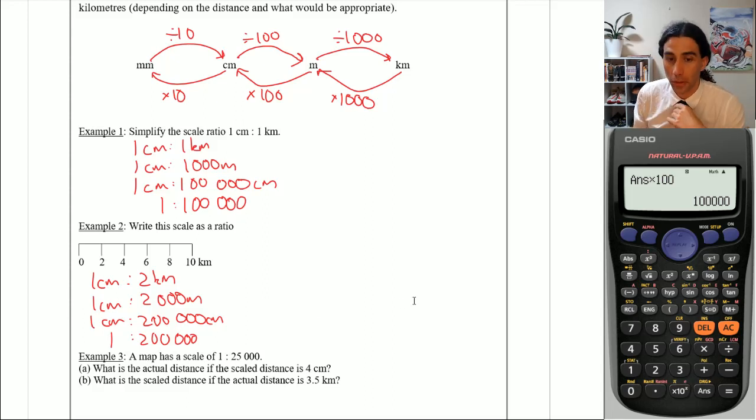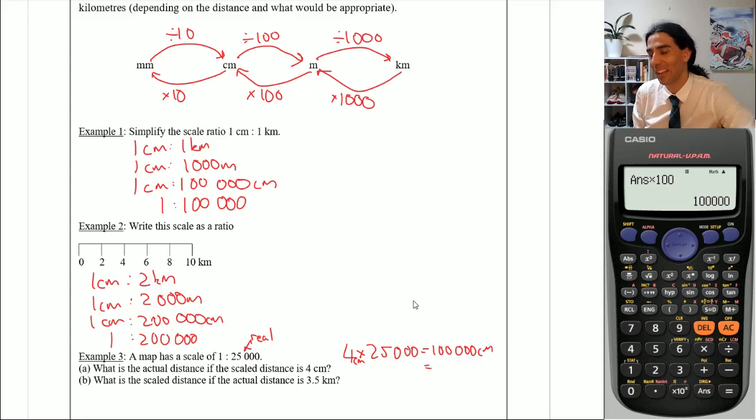And example number 3, map scale, 1 to 25,000. So this is the real. The second number is the real distance. The first one's just a map. What is the actual distance? If the scale distance is 4 centimeters, you take 4 times it by 25,000, 4 centimeters, and you're going to get 100,000 centimeters.